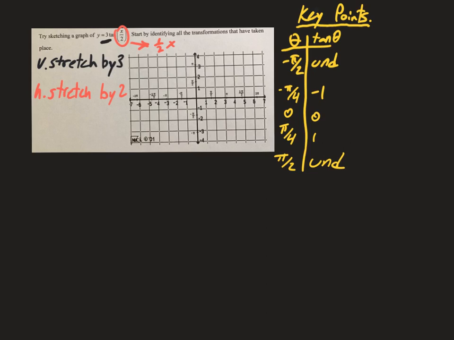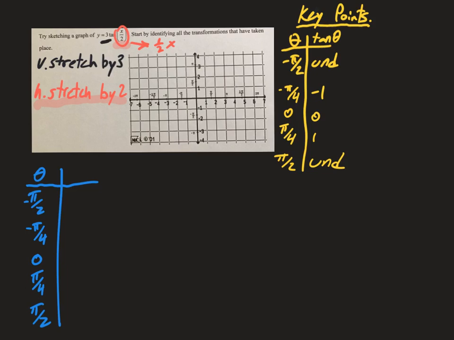All right, so now that we've identified our transformations, we know that it's a vertical stretch by 3 and a horizontal stretch by 2. We can try to make our graph now. So we'll start with our key values again, theta. I'm just copying these numbers down first. Negative pi over 2, then we've got negative pi over 4, 0, pi over 4, and pi over 2. And I'm going to go ahead and start changing my x values first. So first one is the horizontal stretch by 2, and that's going to affect my x values, which was inside my parentheses.